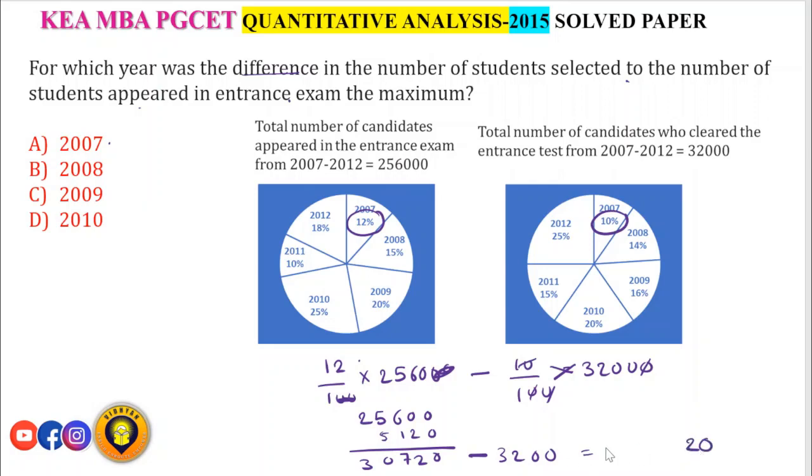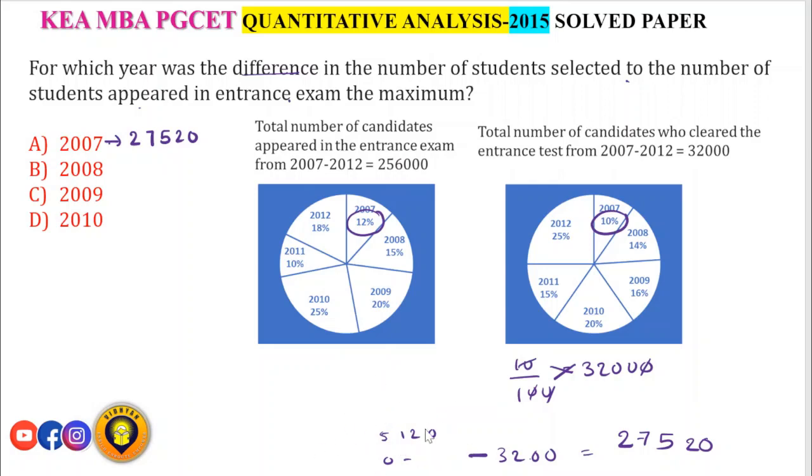So that is equal to: 0 minus 0 is 0, 2 minus 0 is 2, then 7 minus 2 is 5, 10 minus 3 is 7. 27520. In 2007 the difference will be 27520. Okay. Similarly, you have to find for 2008.